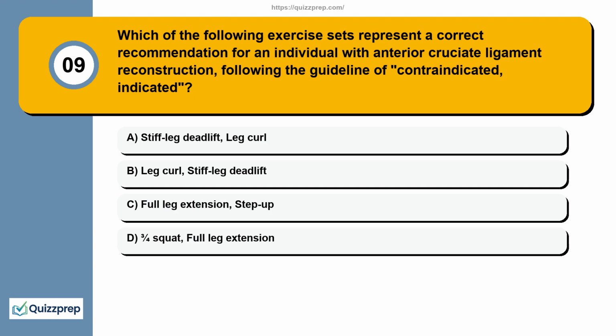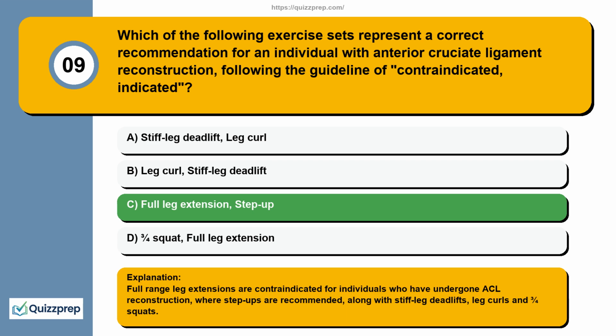Question 9. Which of the following exercise sets represent a correct recommendation for an individual with anterior cruciate ligament reconstruction, following the guideline of contraindicated, indicated? Stiff leg deadlift, leg curl, stiff leg deadlift, full leg extension, step up, 3/4 squat, full leg extension. Full range leg extensions are contraindicated for individuals who have undergone ACL reconstruction, whereas step-ups are recommended, along with stiff leg deadlifts, leg curls and 3/4 squats.